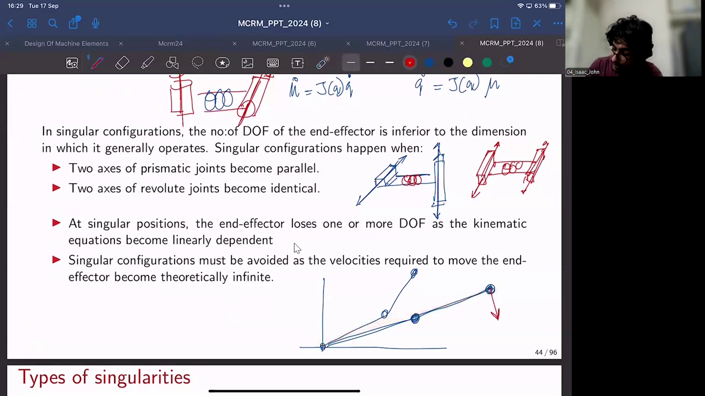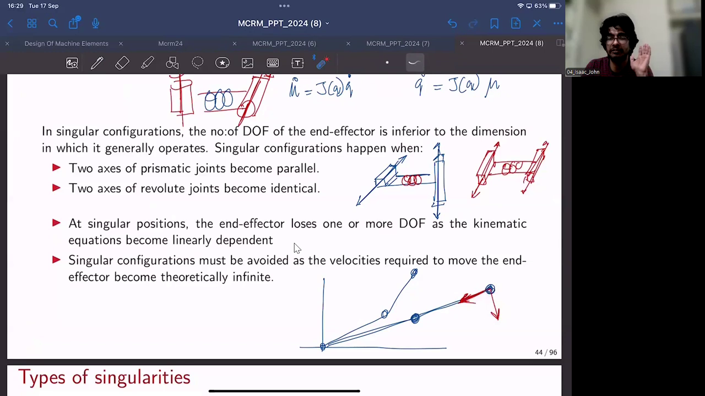But it cannot have any velocity along this perpendicular direction. Right? So as opposed to two independent directions, at singular configuration, it can only have one velocity along this direction. It cannot have velocity along this direction.